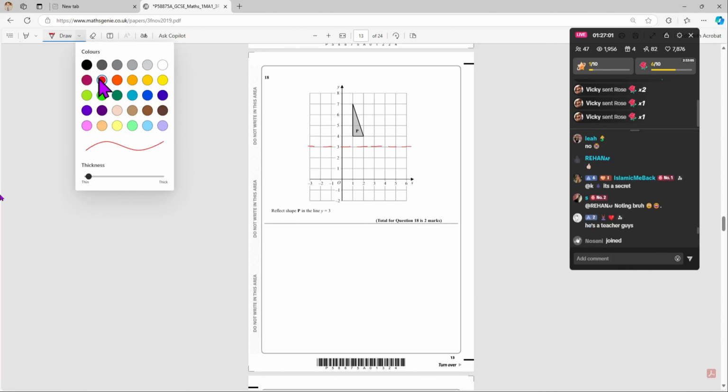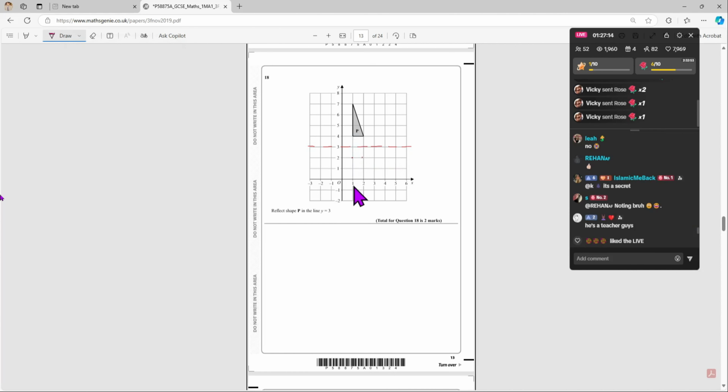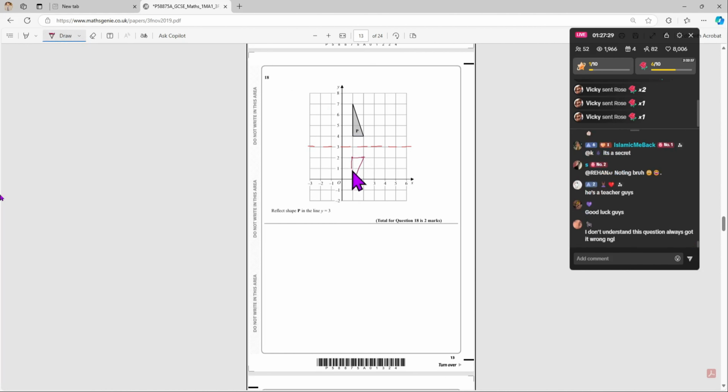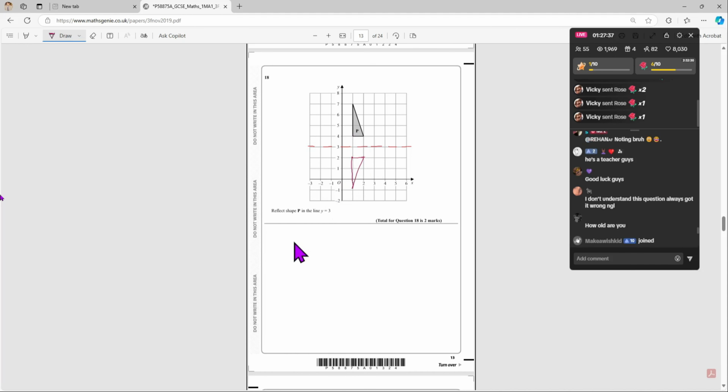Now we have to reflect the shape on this mirror line. So when this is the mirror line, we know that the shape is going to be like this and like that. Okay? And then you will just connect the shapes together like that. And then you would have your reflected shape. That's your answer. That's simple.